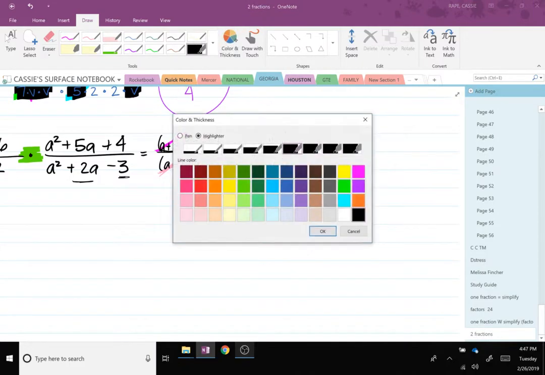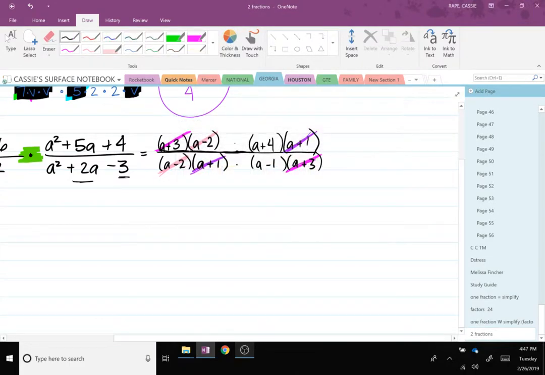Remember, you cannot cancel out of an addition-subtraction problem, so this is your answer, a plus 4 over a minus 1, and that is your answer.